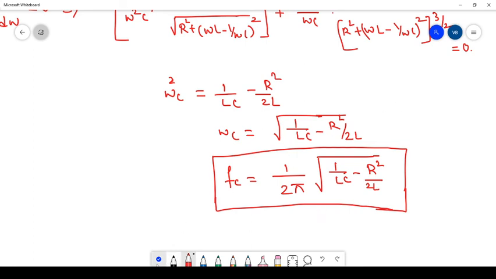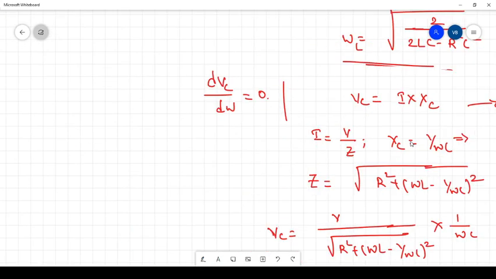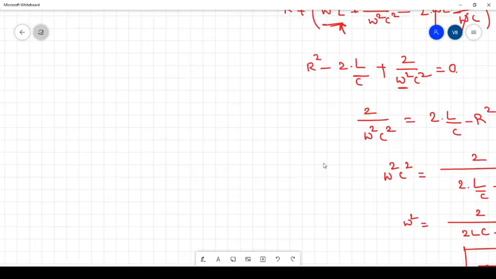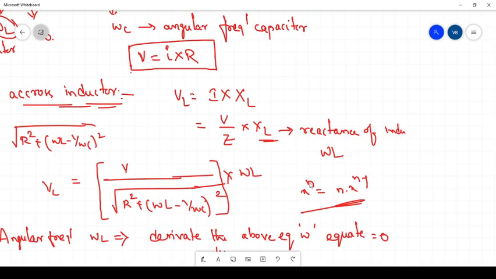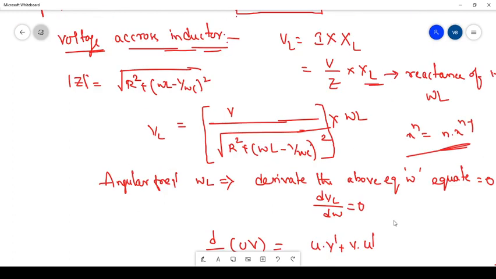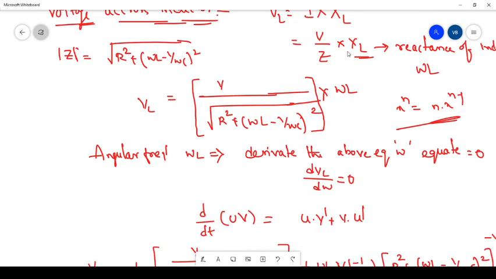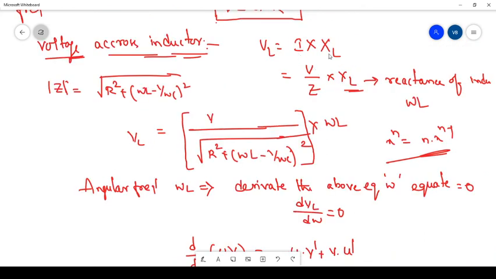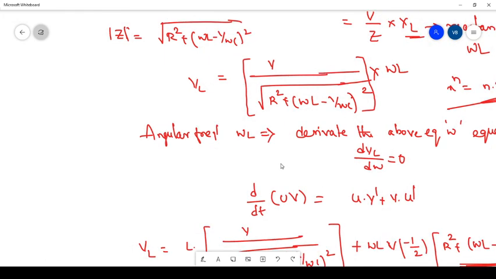So once again I'll repeat, just concentrate on the fact that here we are going to calculate the voltage and current in an inductor as well as a capacitor. Okay, so first the voltage across the inductor. If you want to calculate the frequency, the cutoff frequency, or the actual frequency of an inductor, we need to calculate the voltage and then equate it to 0. So voltage in an inductor we can write as I into XL. We already know that I we can write as V by Z, and XL is omega into L. So we substitute those two values and then differentiate.